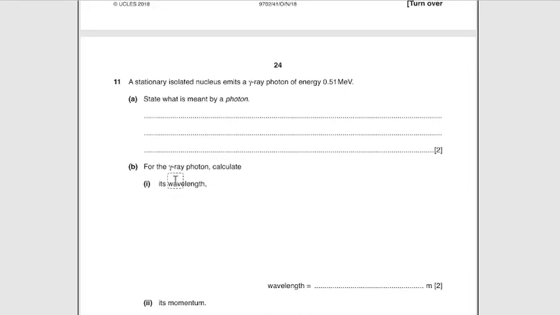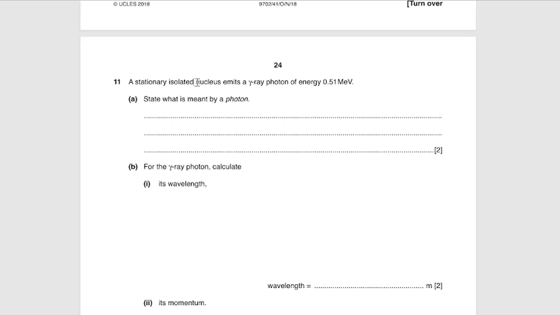We're looking at question number 11 of winter 18, paper 419702. The question reads: a stationary isolated nucleus emits a gamma ray photon of energy 0.51 megaelectronvolts. State what is meant by a photon, for 2 marks.